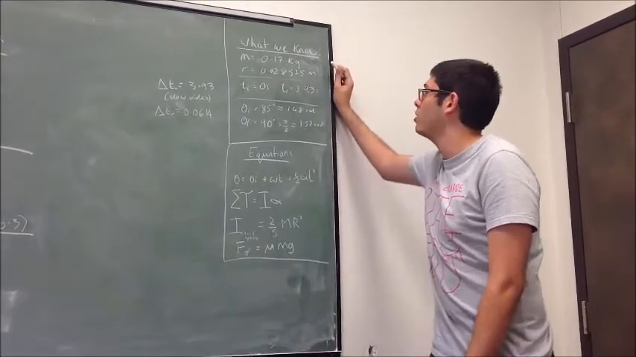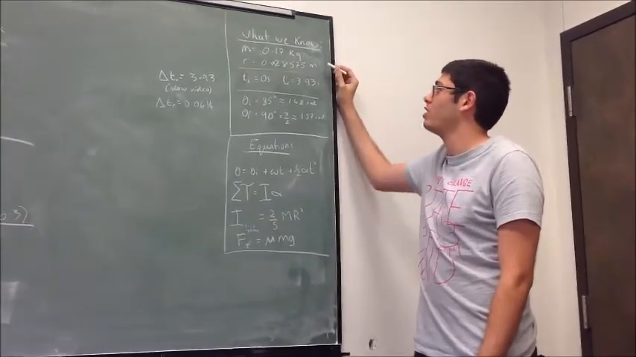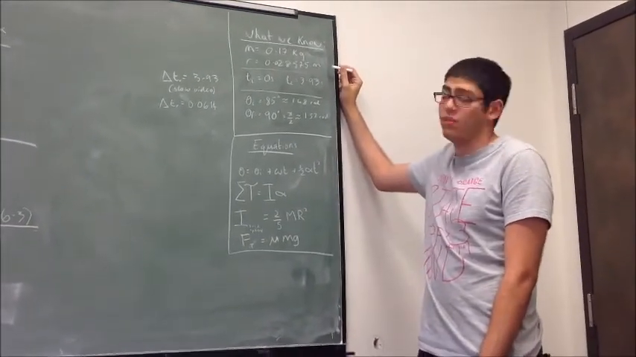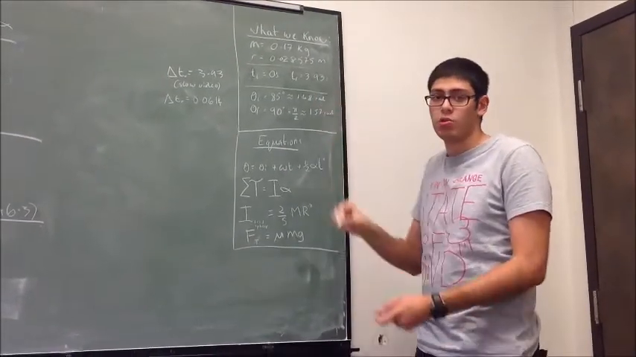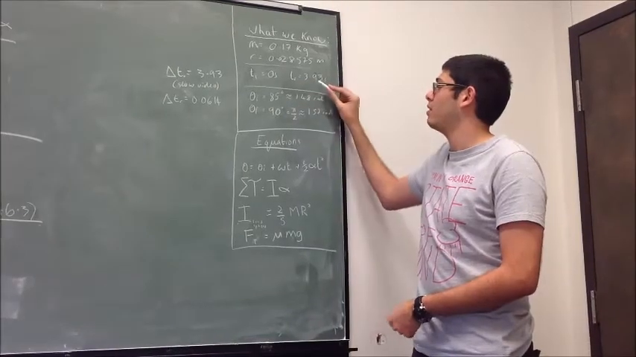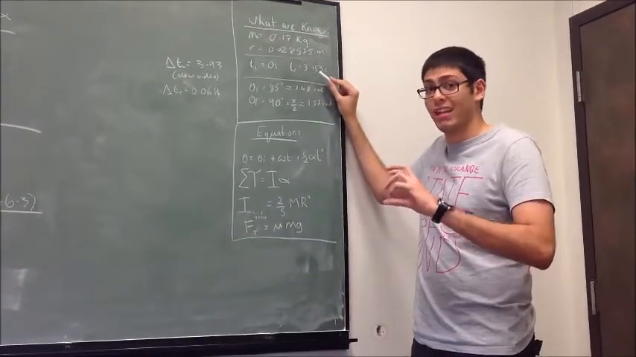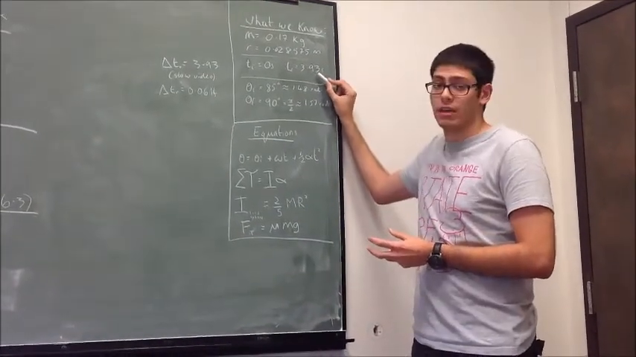These are the variables that we know. The mass of the ball is 0.17 kilograms and the radius of the ball is 0.028575 meters. We call the time that the cue struck the ball 0, and the final time that the ball started rotating the other direction, 3.93 seconds.